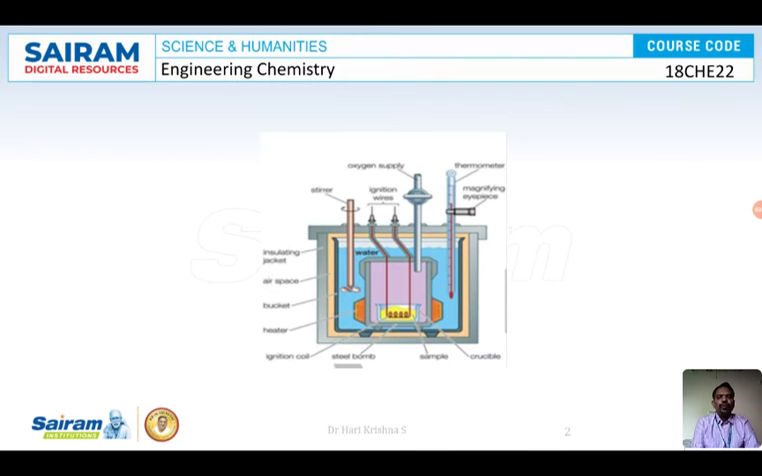Coming to the working part. Before the fuel is ignited, we are going to measure the initial temperature of water and record it as T1 degrees Celsius. Later, we are going to ignite the fuel using the electric ignition system. When the fuel is ignited, it undergoes combustion and liberates heat energy. The liberated heat energy will be absorbed by the surrounding water, and the stirrer will stir so that the heat is distributed equally throughout.